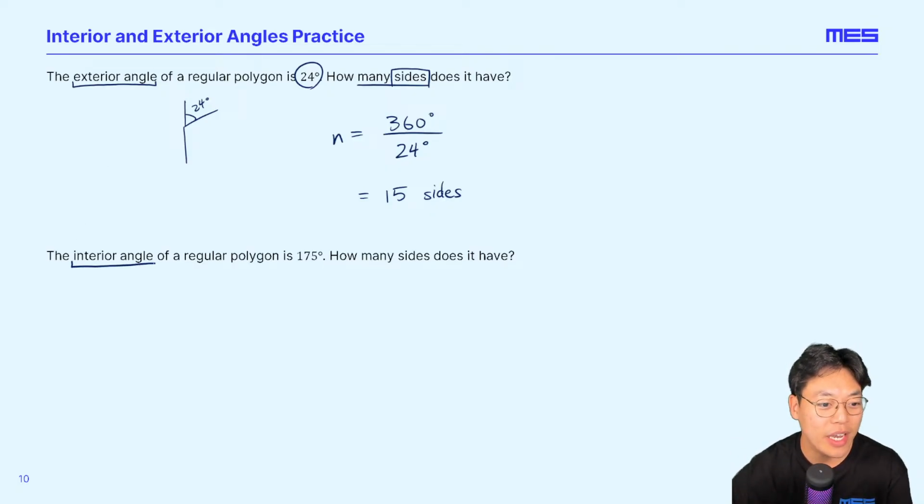Okay, 15 sides. All right, I'll give you a little bit more time for this next problem. The interior angle of a regular polygon is 175 degrees. How many sides does this one have? Great, Gary.